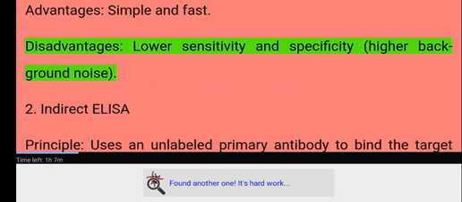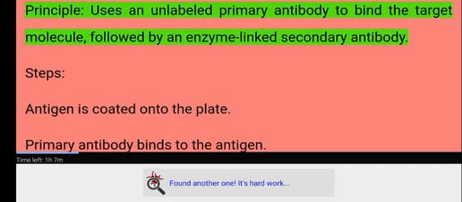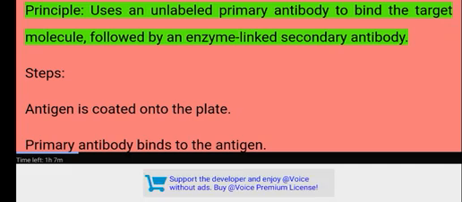Disadvantages: lower sensitivity and specificity, higher background noise. 2. Indirect ELISA. Principle: uses an unlabeled primary antibody to bind the target molecule, followed by an enzyme-linked secondary antibody.